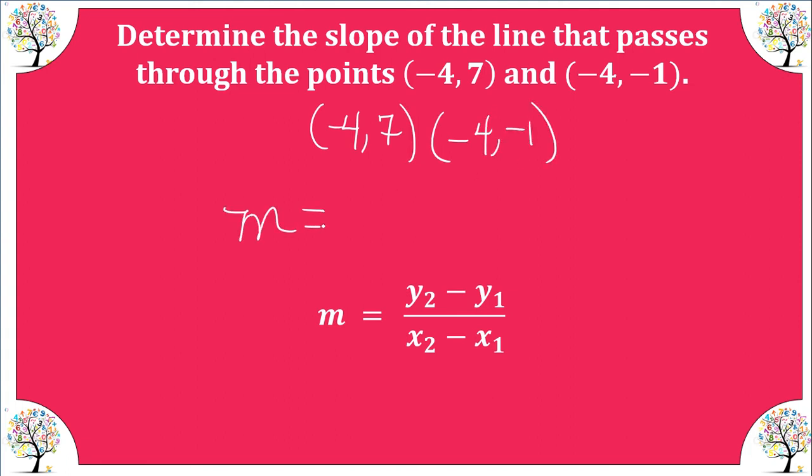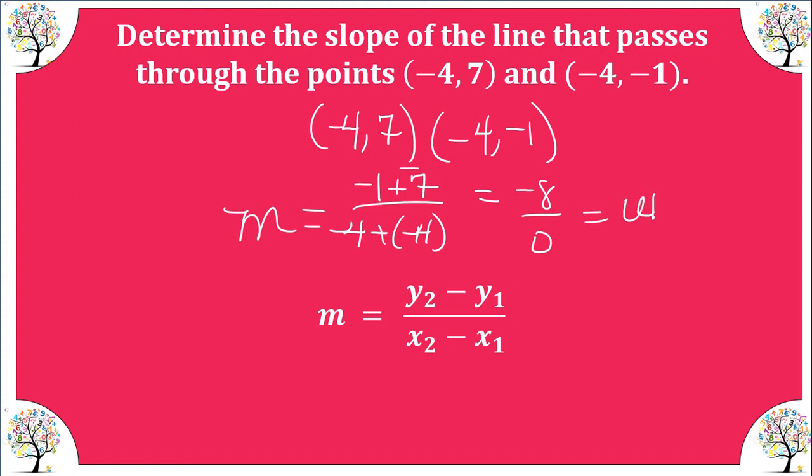For those that see it, we can know that this is going to be undefined slope, but let's go ahead and prove it algebraically. -8 over 0, that is undefined. That is the vertical line going through x is -4. So the equation would be this.